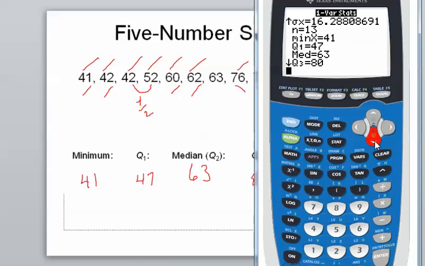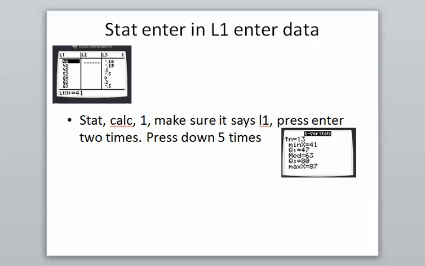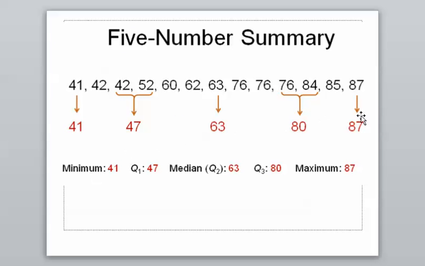And what I want to show you is that if I keep moving down here, I get the minimum value of 41, Q1 is 47, the median is 63, Q3 is 80, and the max is 87. So your choice, whether you do them manually or on the computer, they work out to be the same on a calculator. They work out to be the same things, and you get these values for them.